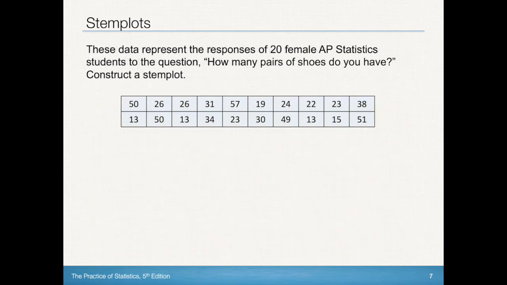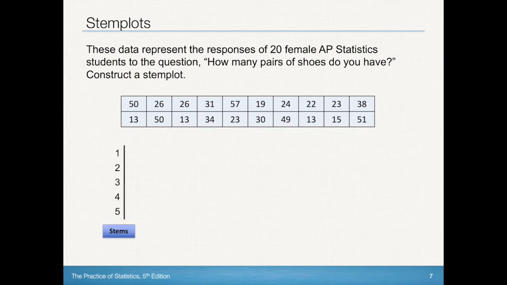Here's a data set of 20 female AP students and a response to the question, how many pairs of shoes do they have? You see that we have 20 values and they're 2-digit values. The first step in creating a stem plot is first identifying the stems.